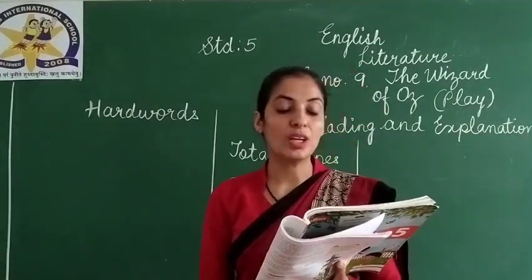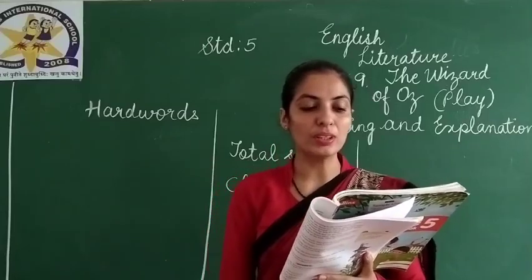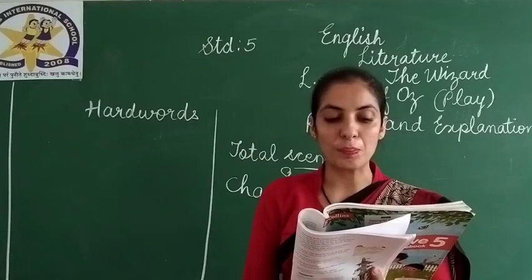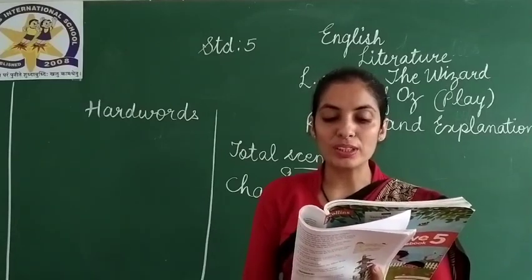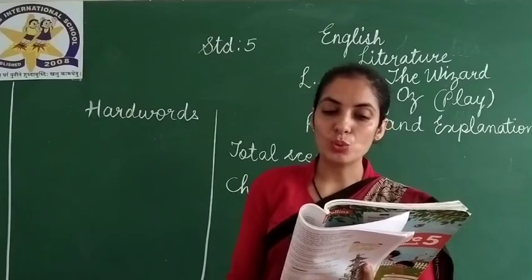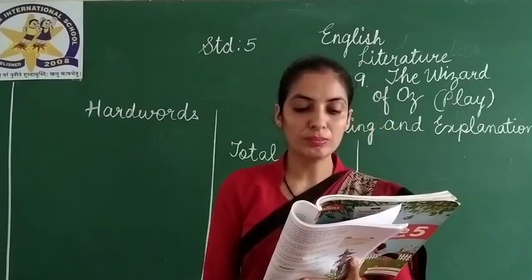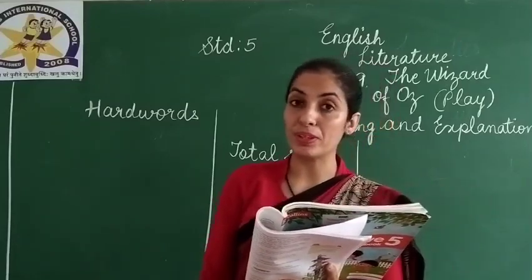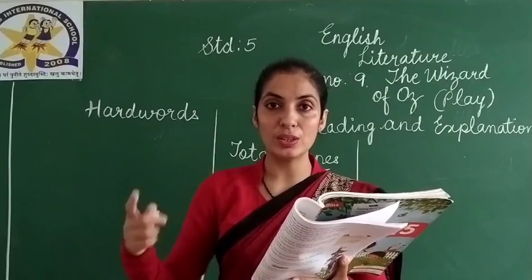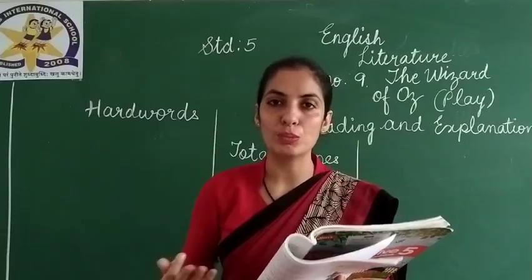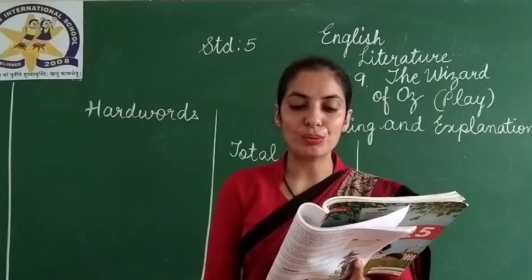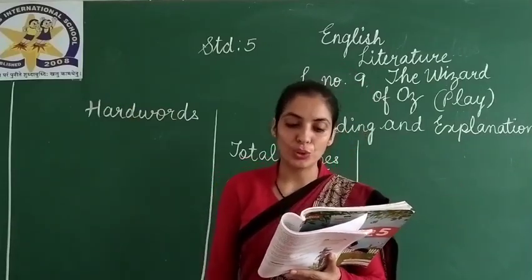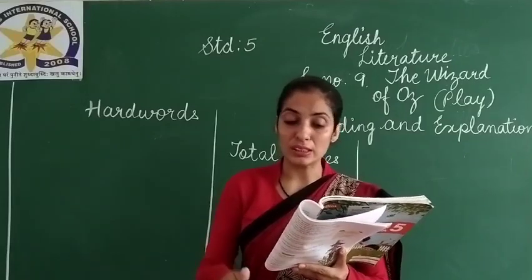Now let's begin. The narrator is telling something. Dorothy lived with her uncle and aunt in the Kansas prairies. One day, Dorothy and her dog, Toto. So who is Toto? Dog. Were playing inside the house when a large tornado appeared. Tornado. Do you understand? Strong winds are coming in a circular motion. Tornado.